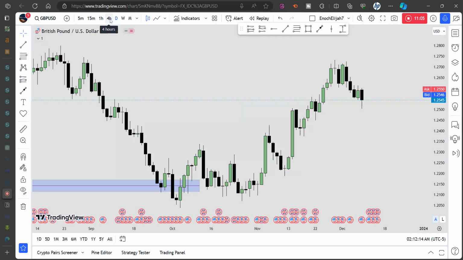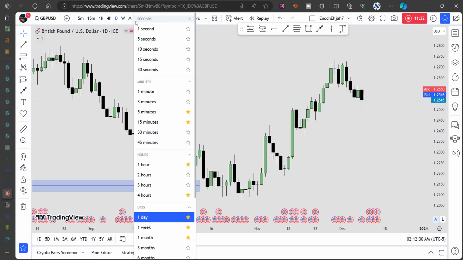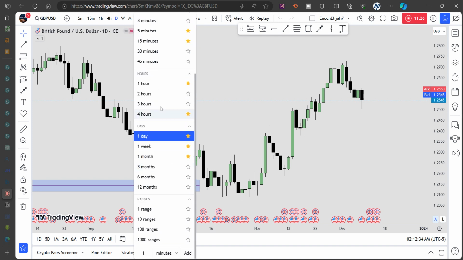And the H is short for hours. So if you see 4H, it means 4 hours. If you see 1H, it means 1 hour. If you see 15M, it means 15 minutes. 5M means 5 minutes. 30M means 30 minutes. So if you click on this top-down arrow, everything is listed there in full: 1 hour, 2 hours, 3 hours, 4 hours.